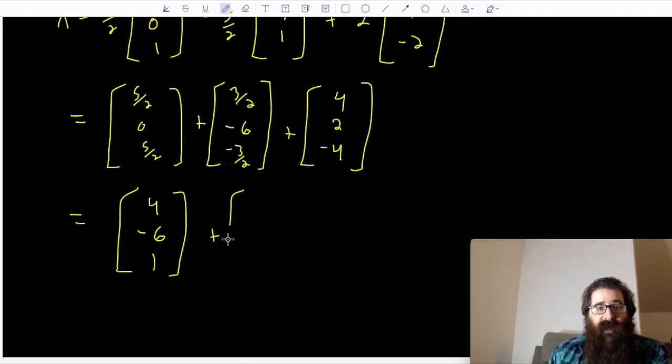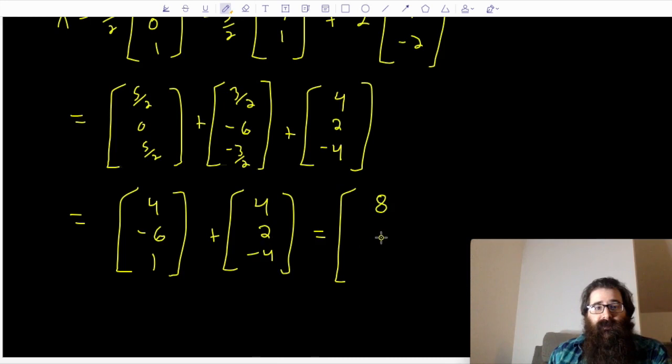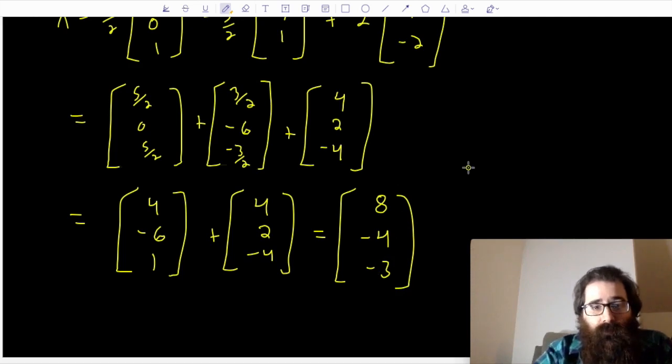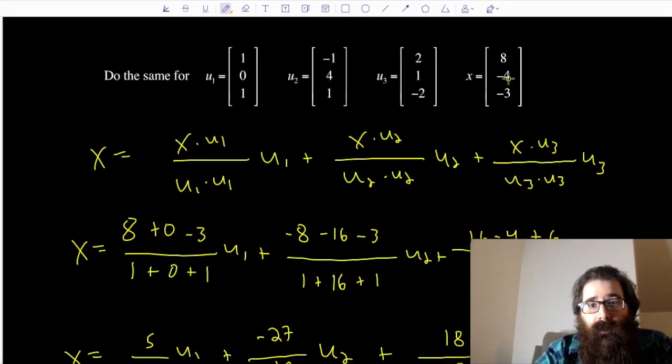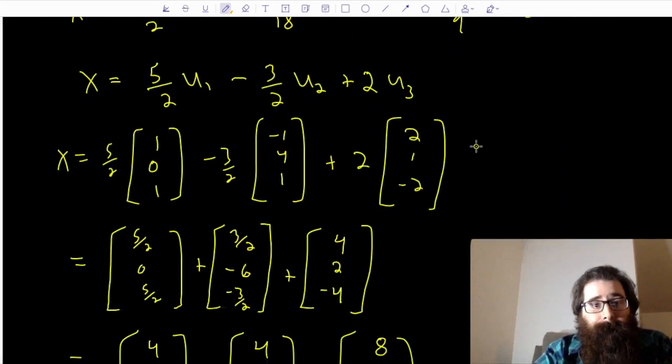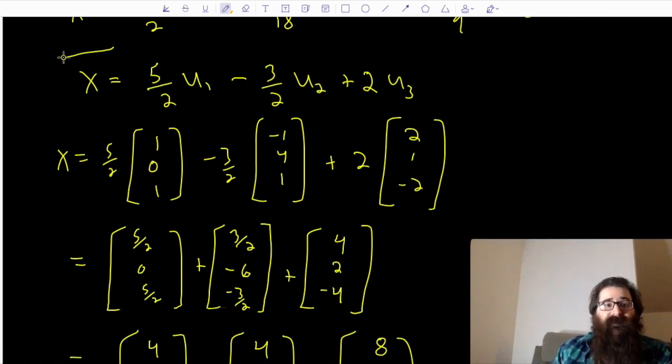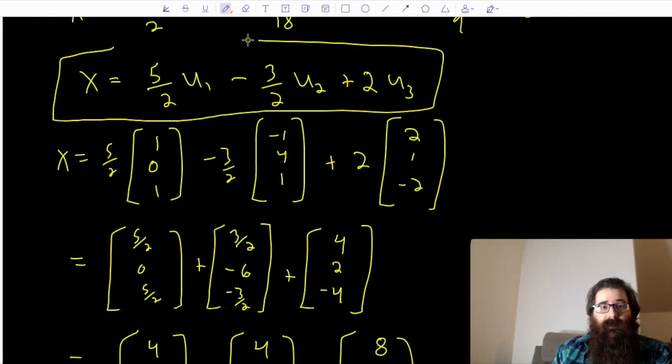And I still have to add this last vector, the suspense. Let's do it. So 4 plus 4 gives me 8. Negative 6 plus 2 gives me negative 4. And then 1 minus 4 gives me negative 3. So 8, negative 4, negative 3. Yes. Hey, checks out. But this is the linear combination that we wanted to display.